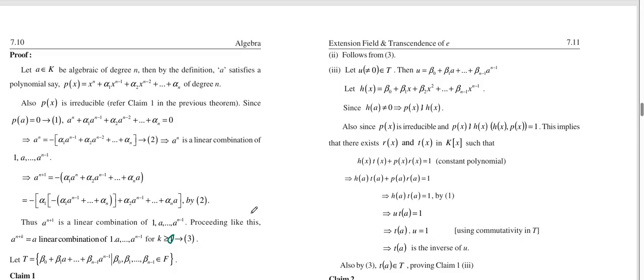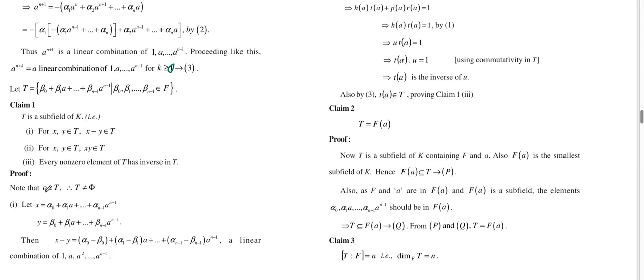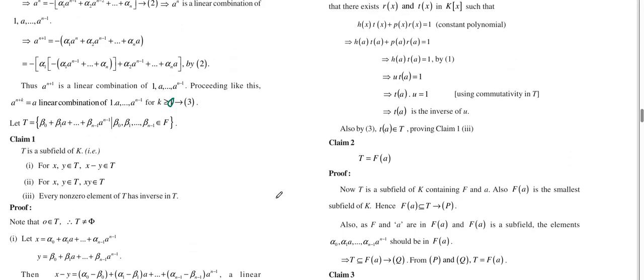Now, the second one follows from 3, which means when you multiply two elements like this from T, the powers of A will be 1, a, a square and so on up to a^(n+1) and so on. But again because of this statement we can have the product again to be a linear combination of 1, a, a square and so on up to a^(n-1) only. So you will have the product to be again a member of T. Now we will have to prove that every non-zero element of T has an inverse in T.